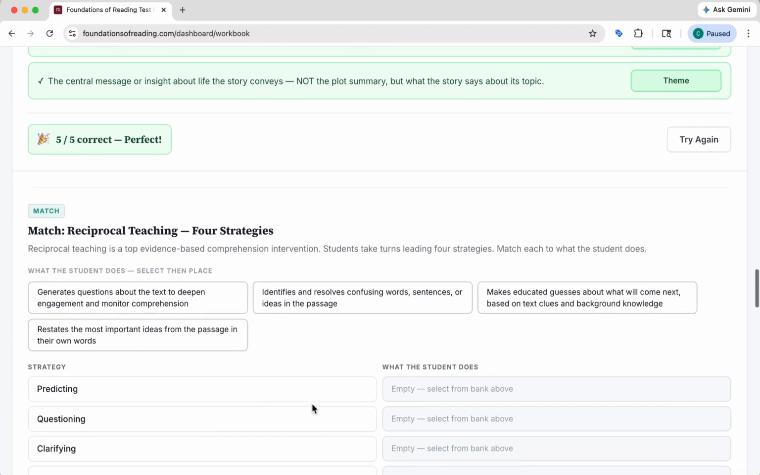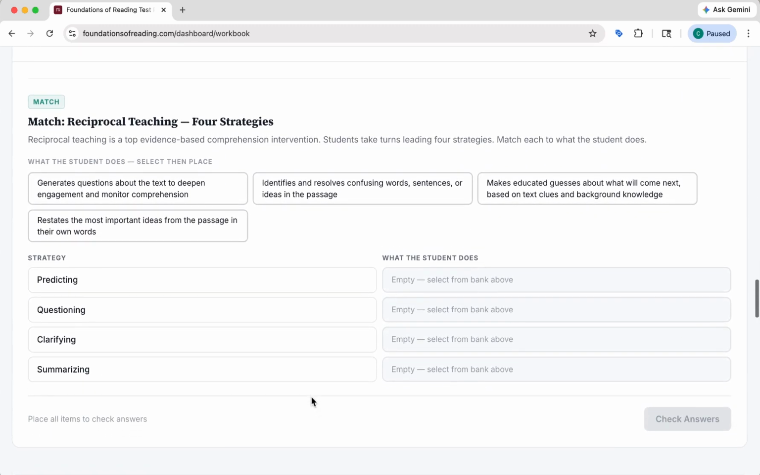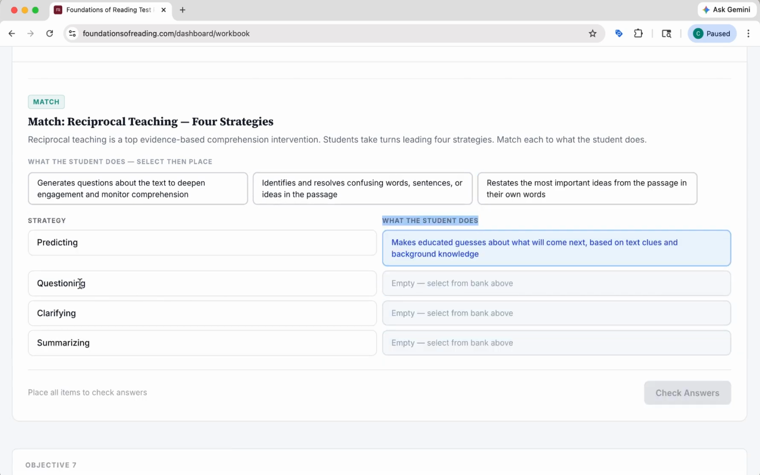Nice. Let's keep this moving. And here we go. Match reciprocal teaching to strategy. So predicting, questioning, clarifying, and summarizing, all really important. And what we need to do is put what the student does in the correct strategy. So let's go here. Predicting, which of these would be predicting? Remember, pause the video right now and put the match together. Predicting is making educated guesses.